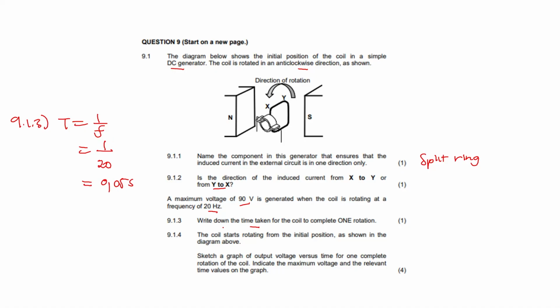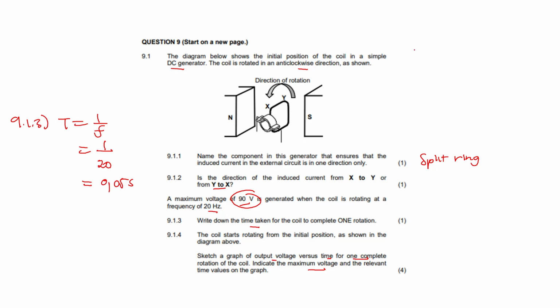Then 9.1.4, the coil starts rotating from the initial position as shown in the diagram above. Sketch a graph of output voltage versus time for one complete rotation of the coil. Indicate the maximum voltage, which was given here as 90 volts, and the relevant time values on the graph.